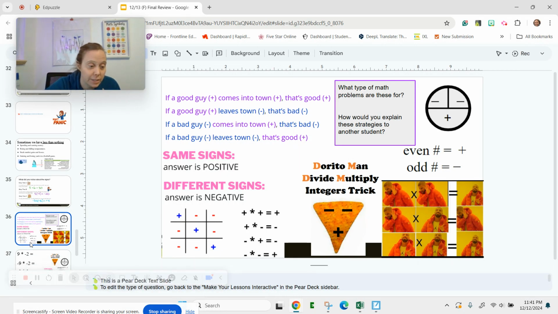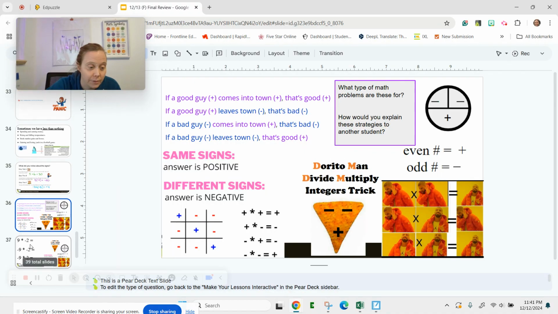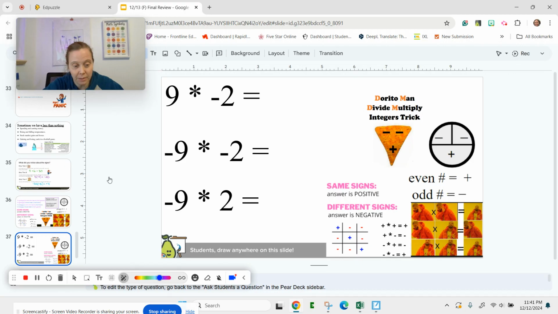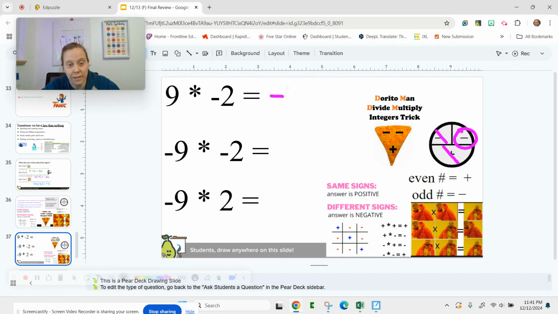So let's look at this here. All right, the first one says 9 times negative 2. What type of answer is that going to give us? Yep, so when we're thinking about 9 times negative 2, I know I have a positive number and a negative number, so that's going to leave me with a negative answer. So we're going to have a negative 18 here.